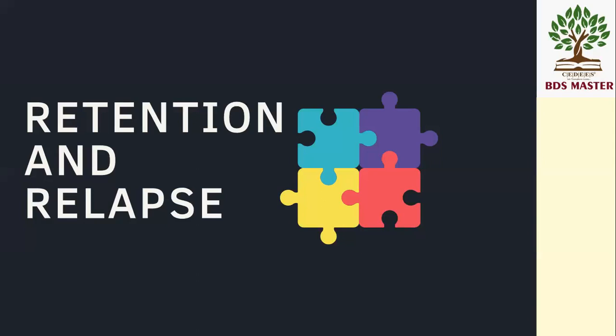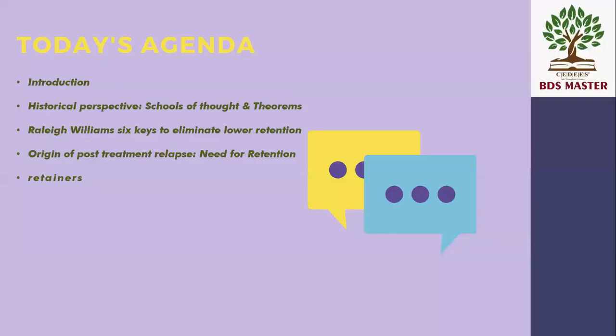examinations. And we will be looking at basically the theorems. It's going to be very structured around an examination point of view about the theorems of retention, both Riddle's theorem and the Rayleigh-Williams keys, and then we will also be looking at the different kinds of retainers, what causes relapse, and that will be basically the crux of today's lecture. So we'll be seeing a little bit about introduction, about the schools of thought, about the theorems, about the 6 keys to eliminate lower retention, where post-treatment relapse actually stems from, and retainers, the different types of retainers.